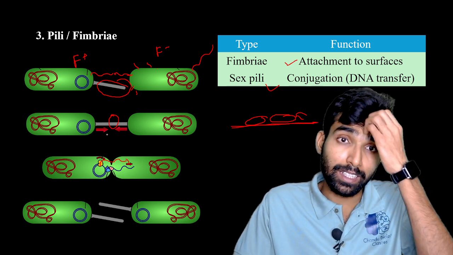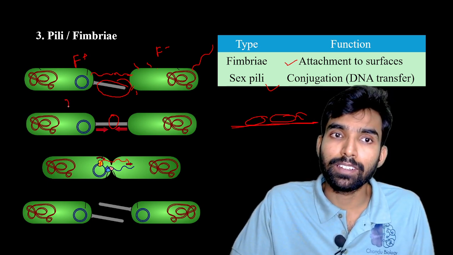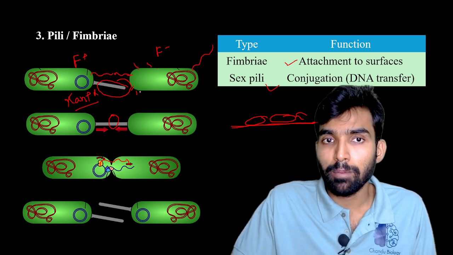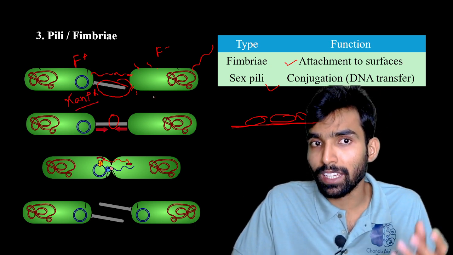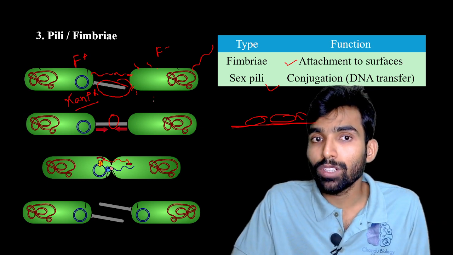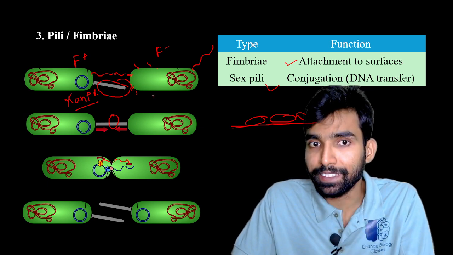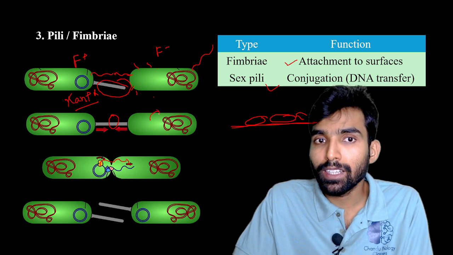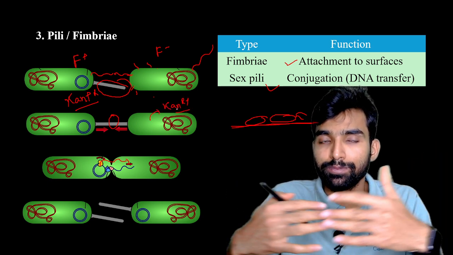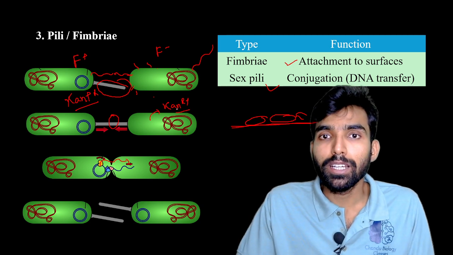Let's say it has the kanamycin resistance gene, right? But this strain doesn't have kanamycin resistance. But if the transfer happens, then what will be the fate? The fate will be, this bacteria will also have the kanamycin resistance, right? After the conjugation. So that's the role of the sex pili.